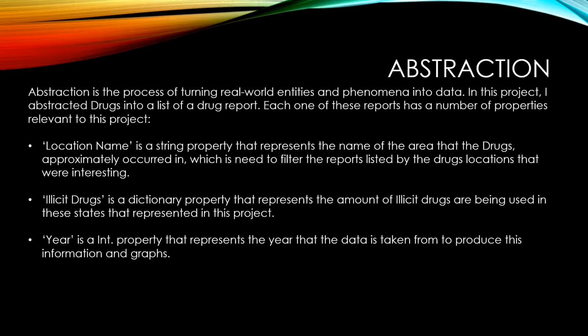Location name is a string property that represents the name of the area where the drugs approximately occur, which is needed to filter the reports by the locations that were interesting. Listed drugs is a dictionary property that represents the amount of listed drugs being used in the states represented in this project. Year is an integer property representing the year the data is taken from to produce this information in the graph.